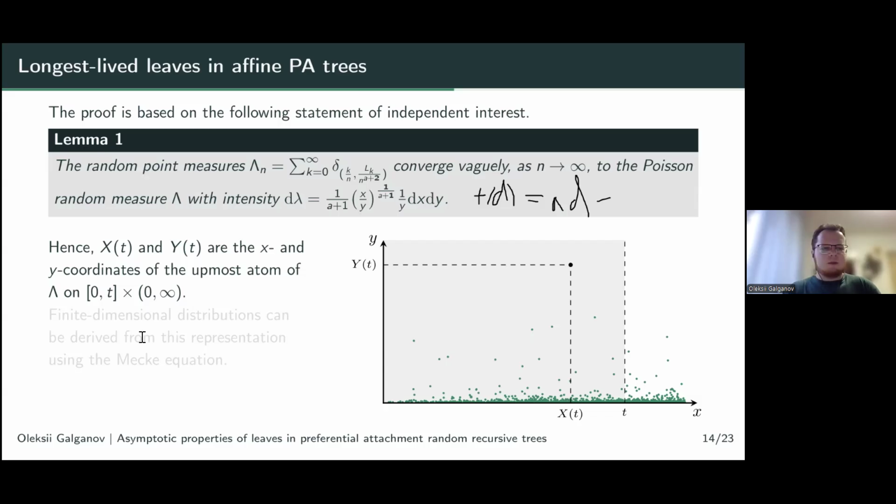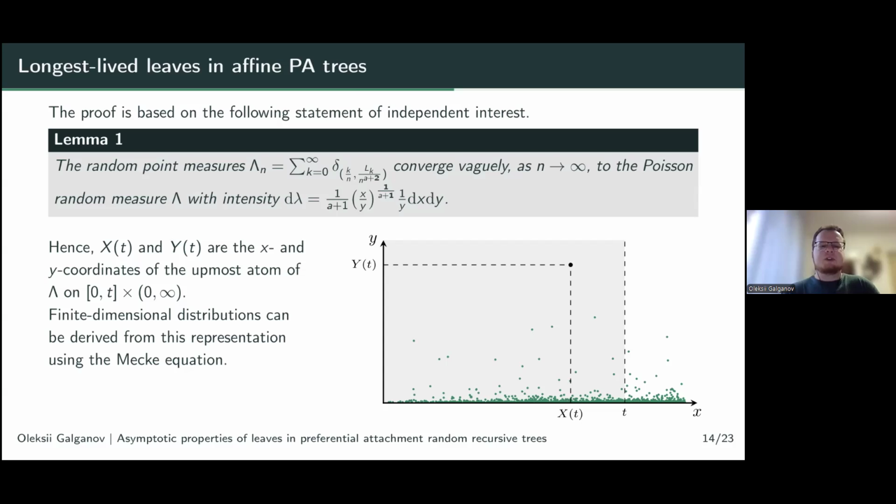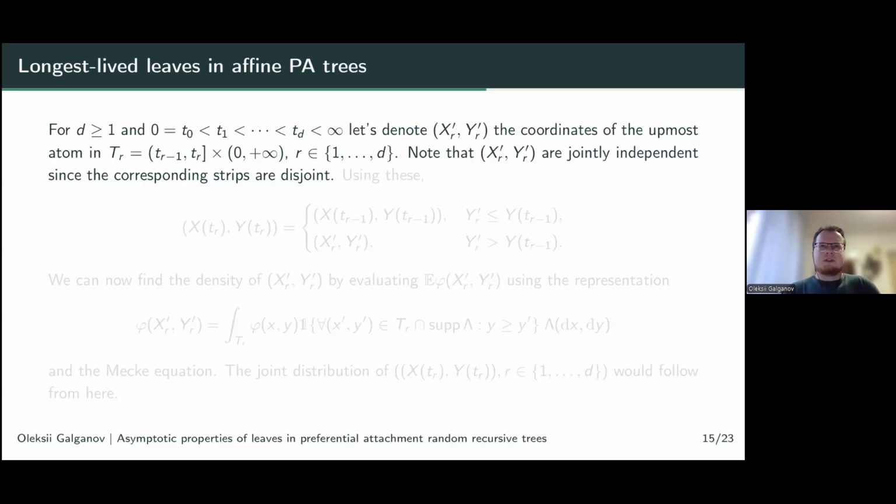So with this interpretation, X(t) and Y(t) are the x and y coordinates of the uppermost atom of the limiting Poisson random measure on this infinite strip where x is less than t. And from the same representation, it's rather easy to derive the finite dimensional distributions that we mentioned before. Let us describe the idea briefly.